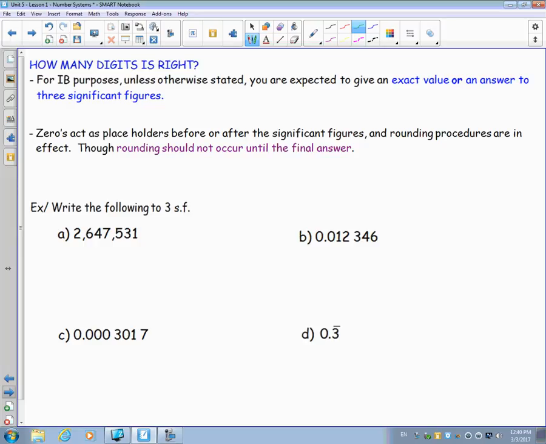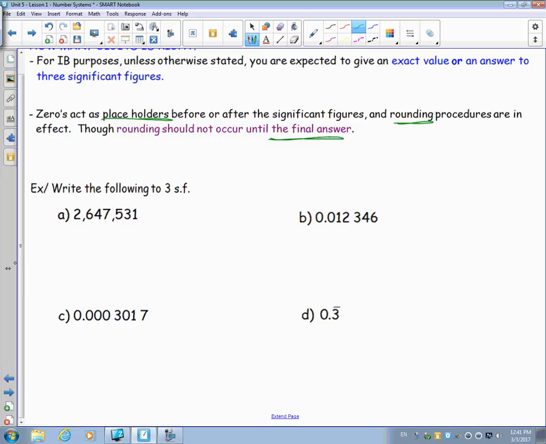Last idea, how many digits are we supposed to use? So for IB purposes, unless it says otherwise, we always use 3 sig figs, or exact. If something comes out to exactly 5 million, well then write down 5 million. If it comes out to 5,462,314, you can round that off to 3 sig figs, if you so choose. Zeros act as placeholders before or after significant figures, and we have to use rounding, like the 5 or higher rule. Just be careful, don't round until you get to the final answer though. You don't want to prematurely round and change your answers.